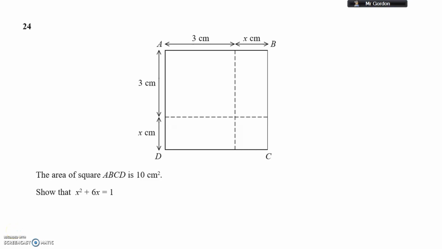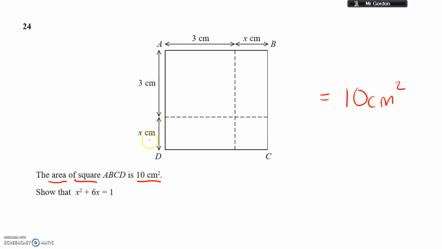Right then, question 24, a little bit more confusing, I would say. So, let's have a look at this diagram, try and find where the clues are as to how you would even start this problem. We've got the area of a square, alright, that's the clue. The area of a square is 10 centimetres squared. This area here of this whole square is 10 centimetres squared.